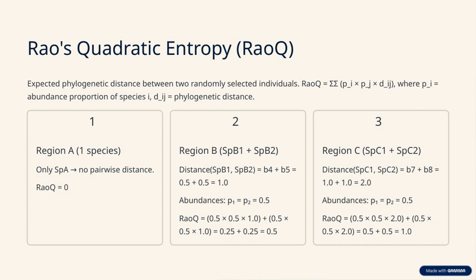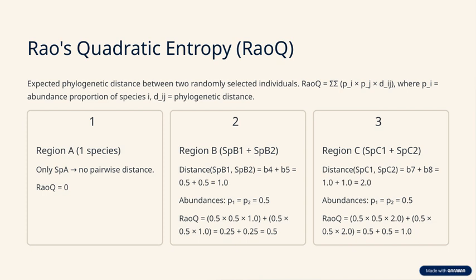The formula for Rao-Q is a double sum. It multiplies the abundance proportion of one species, Pi, by that of another species, Pj, and then by the phylogenetic distance between those 2 species, Dij. When we sum this across all pairs, we get a sense of the community's overall diversity. Now, looking at the examples, in region A, there's only one species, SBA, so there's no pairwise comparison to make. That means Rao-Q is 0 because there's no phylogenetic distance to consider.